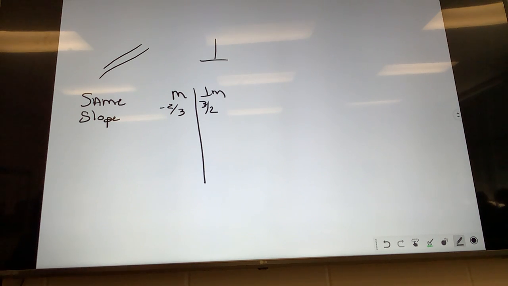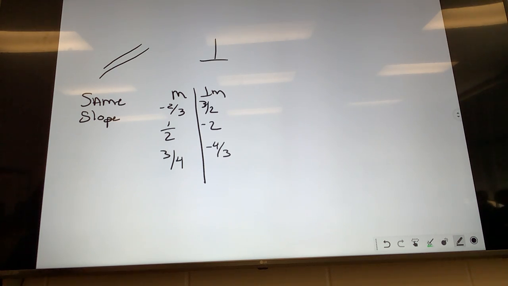What if I say my slope is 1/2? What's my perpendicular slope? -2. That's your perpendicular slope. What if I say my slope is 3/4? What's my perp slope? -4/3. So you guys get my drift, -4/3.